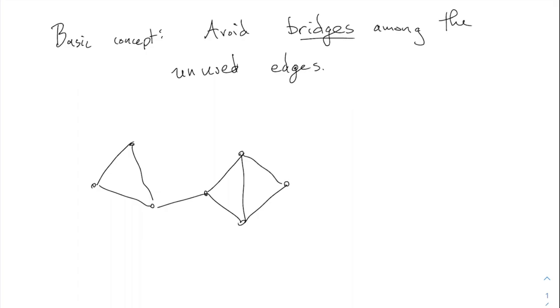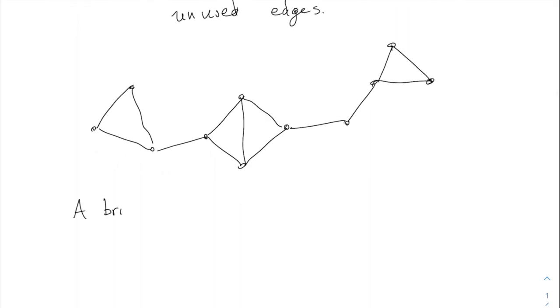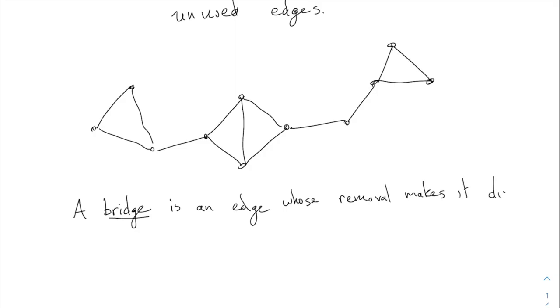Here's a graph. This graph has some bridges in it. How about that? All right. A bridge is an edge where if you took that edge out, it would make the graph disconnected. So that's what a bridge is. A bridge is an edge whose removal makes it disconnected. I hope everyone remembers what connected means and disconnected. So connected means it's like all one piece, whereas disconnected means it has kind of two separate chunks to it.